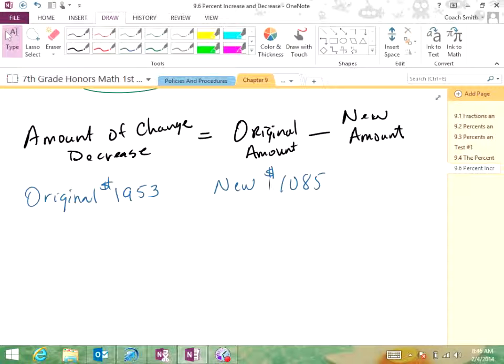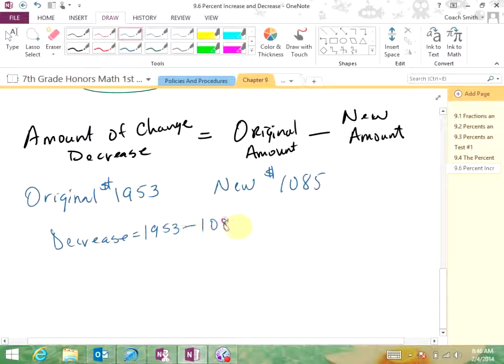So, is that an increase or a decrease? A decrease. From the original amount to the new amount is a decrease. So, to find out how much of a decrease, we take 1,953 and subtract 1,085 from it. Okay, and what do you get?